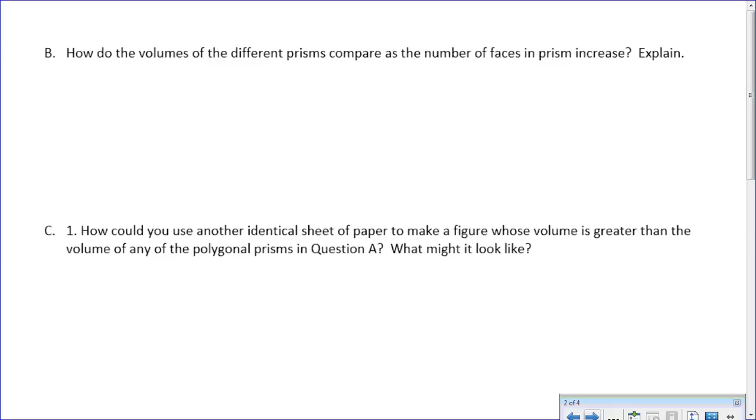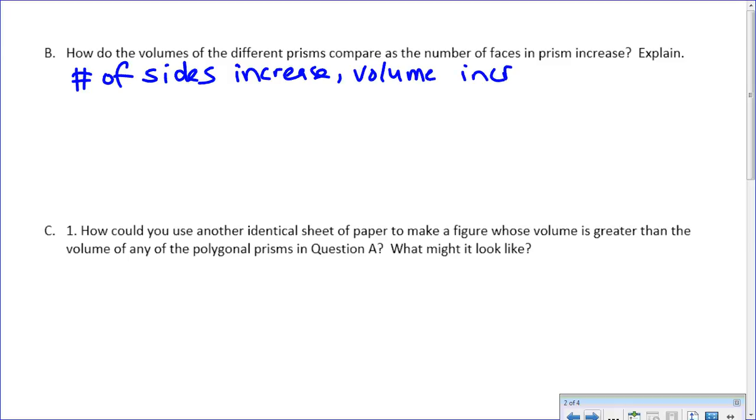So how do the volumes of different prisms compare as the number of faces in the prism increase? Well, as the number of sides increase, so does the volume. And think of that as doing the layering idea, right? The more cubes you fit inside, the taller the figure goes, the more cubes you're going to fit, right? Remember we did that in the previous lesson? We kind of bring that back to the forefront.